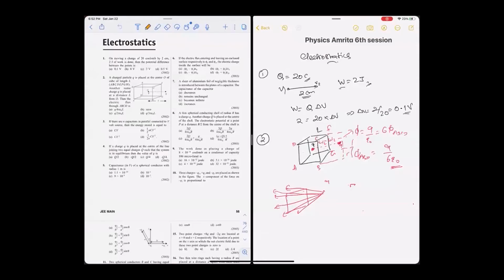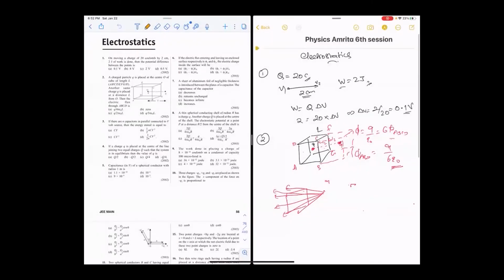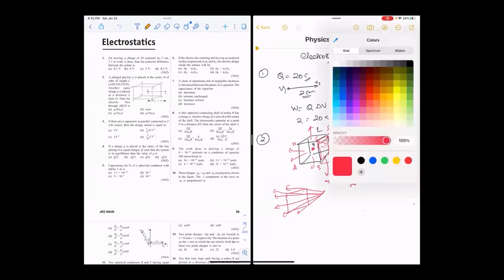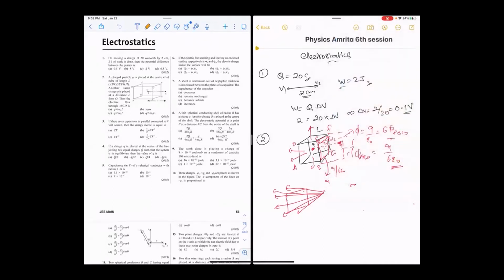So what I'm trying to do: due to the inside charge, we got q by 6 epsilon naught. Due to the charge outside, there are different ways in which we can find it. Due to Q, the flux going through this side will be Q by 6 epsilon naught. Whatever Q by 6 epsilon naught enters inside has to come out through these 4 and also this fifth one, 5 sides. Agreed or not? So this flux will be less than Q by 6 epsilon naught. So what is the sum of Q by 6 and Q by 6?